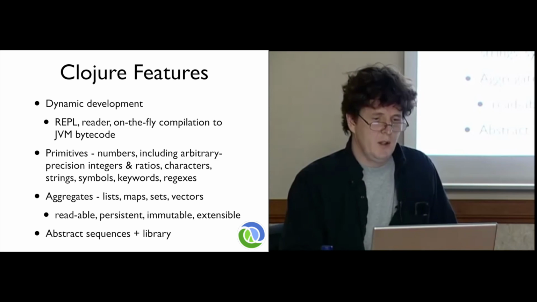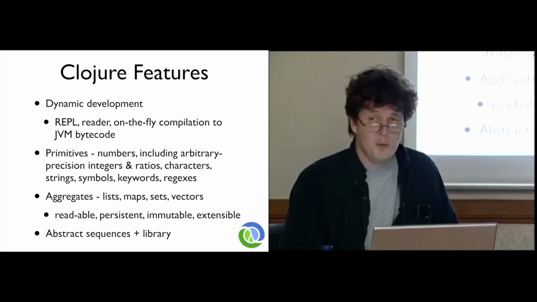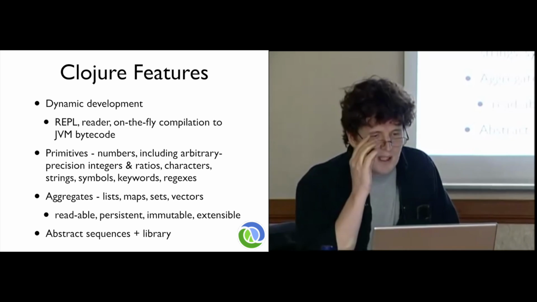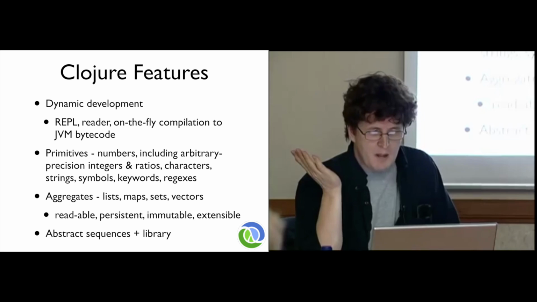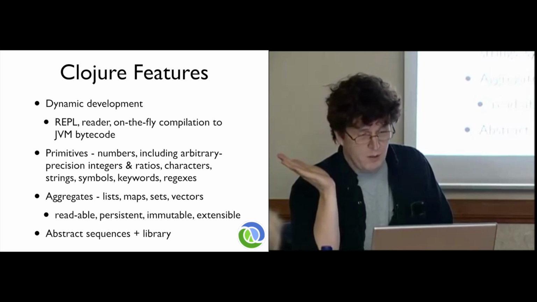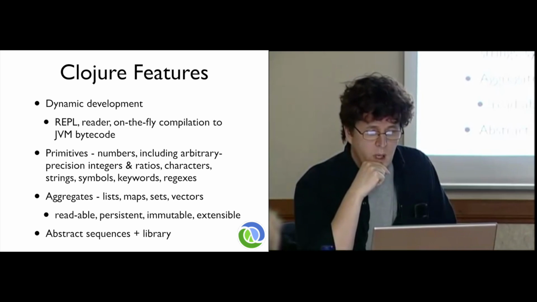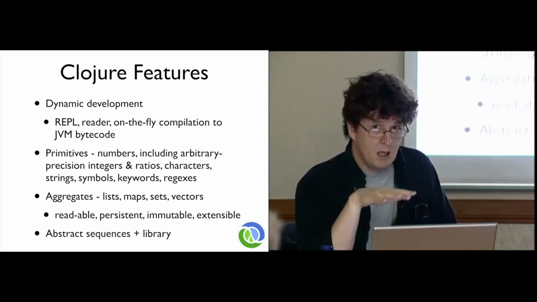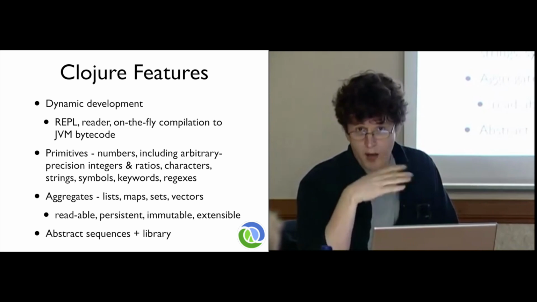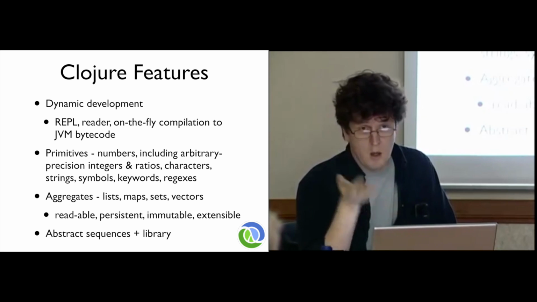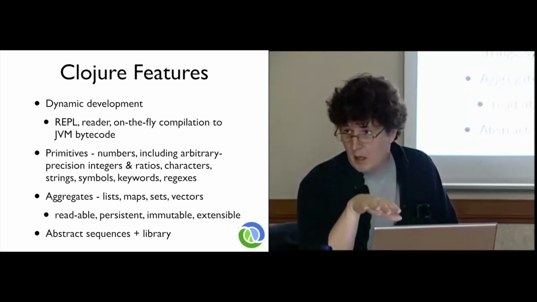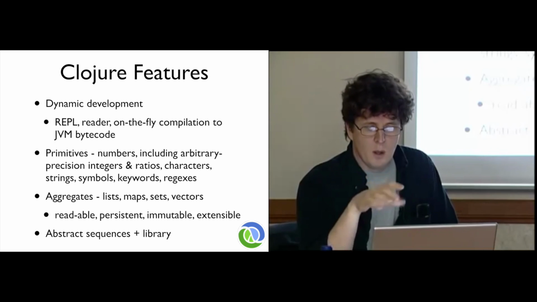So I'm going to quickly enumerate the features of Clojure briefly before we dig in. It supports dynamic development like Lisp. So you've all experienced that in Lisp, a REPL. It has a reader. In particular, Clojure is not interpreted. It is always compiled. Everything you enter that's evaluated by Clojure is compiled on the fly into JVM bytecode and loaded. So everything is bytecode. There is no interpreter in Clojure.